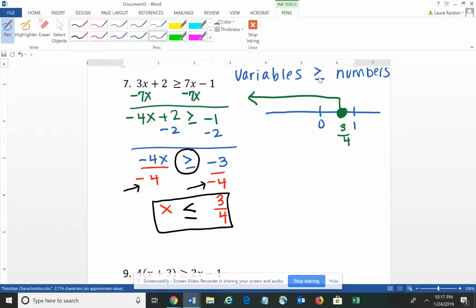If I write it in interval notation, again, remember for interval notation, we work left to right. So I'll be going from negative infinity up to positive 3/4. Negative infinity always gets a parenthesis. 3/4 is going to get a bracket because it is equal and can be used in the problem.